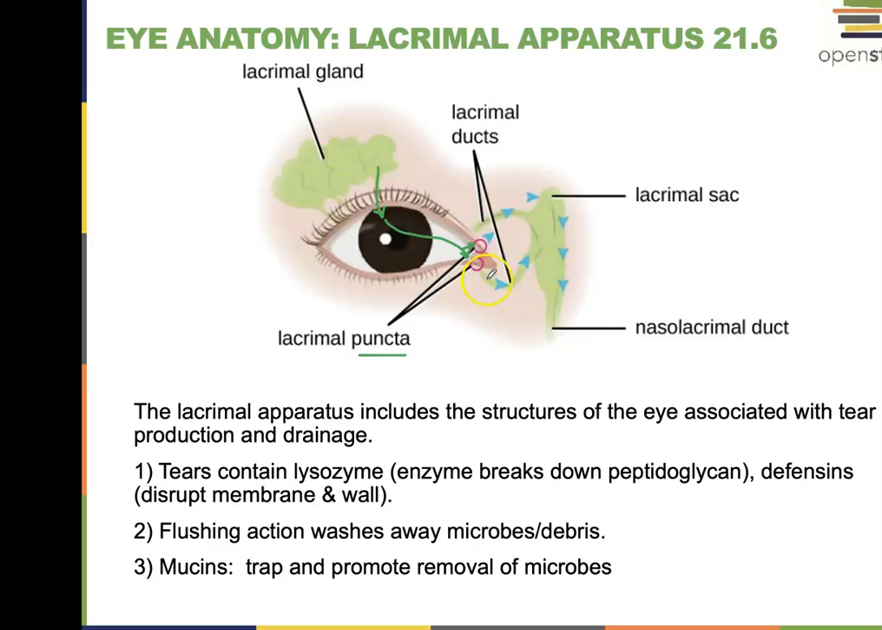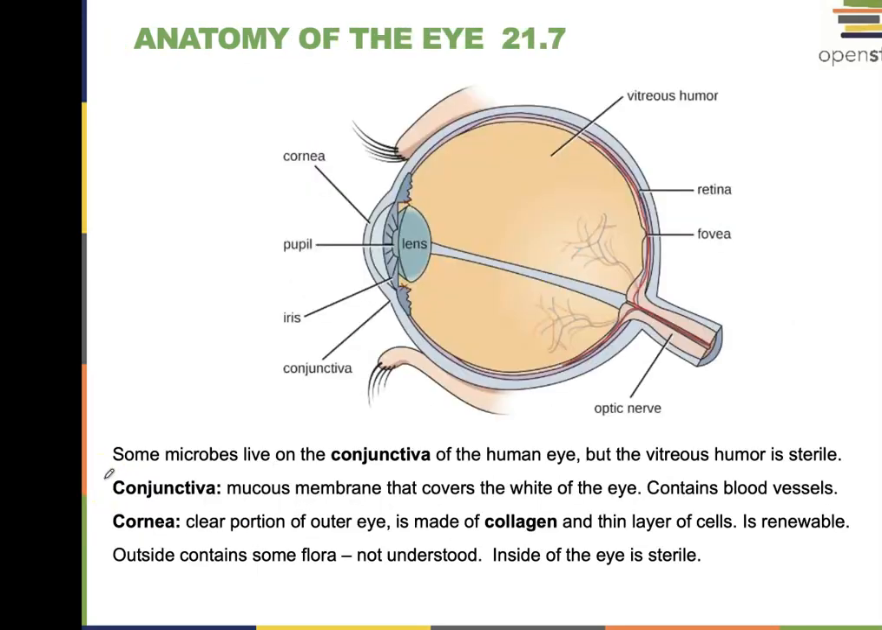And tears are really great. They lubricate the eye, obviously, but they also contain many antimicrobial substances, such as lysozyme. You should be familiar with this. We talked about this enzyme before, and it breaks down peptidoglycan in bacteria. There are also defensins that disrupt the membrane and the wall of bacteria. There is this flushing action that washes away our microbes. And then there are mucins that also trap and promote the removal of microbes. So tears are a really great innate feature of our defenses.